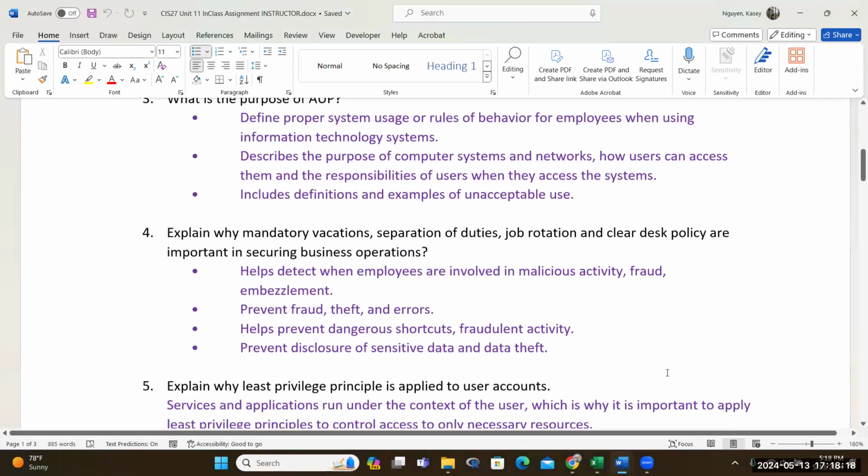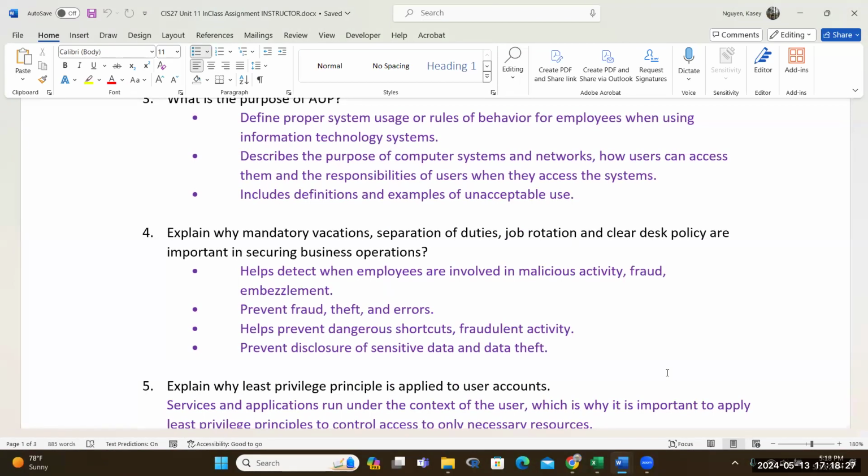So for number 4, why mandatory vacation, separation of duties, job rotation and clear desk policy are important in business operations. Number 1, it helps us detect when employees are involved in malicious activity, fraud or embezzlement. Because when there is embezzlement, fraud, and malicious activity, we would see all of these actions in our system, and that's carried into the logs, right? So if someone is stealing files or information, we would see that.